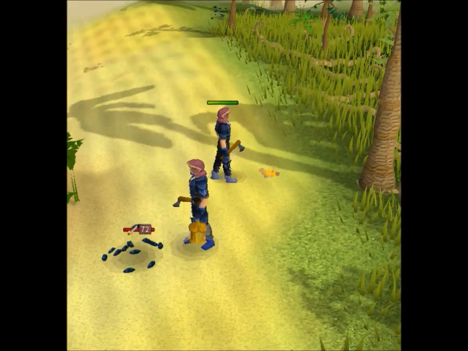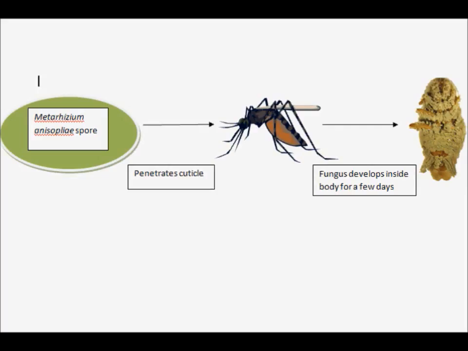Here's a diagram showing how the Metarhizium anisopleae manages to kill the mosquito and how it is so effective.